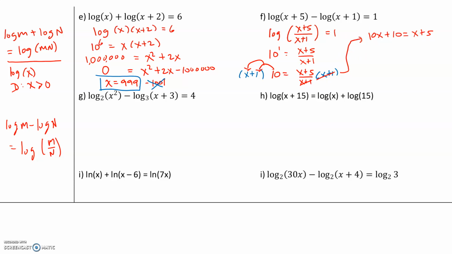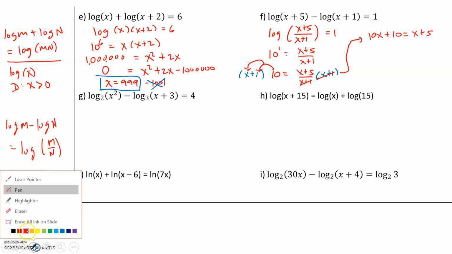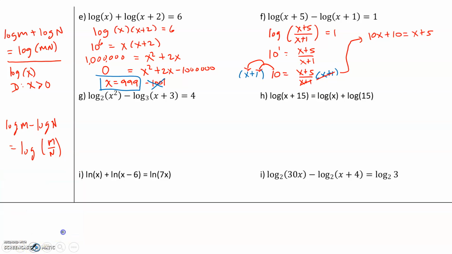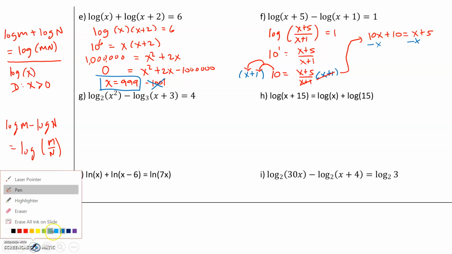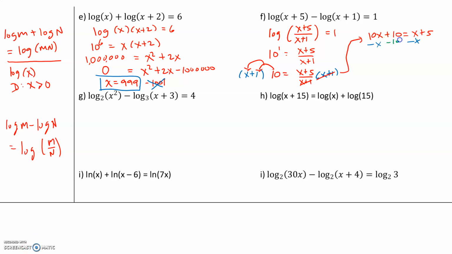Now this becomes a simple equation. We need to get all the variables to one side. So I'm going to subtract the x's. And then I need to move all the constants to the other side. So I'm going to subtract the 10. And again, I'm doing this in one step, but feel free to do it in two steps if it makes you feel better. So we have 9x, the 10 minus 10 is 0, x minus x is 0, that equals negative 5. And if I divide both sides by 9, I get x equals negative 5 over 9.